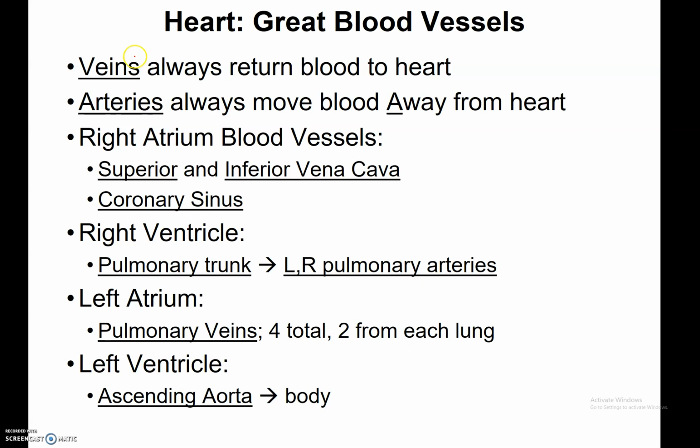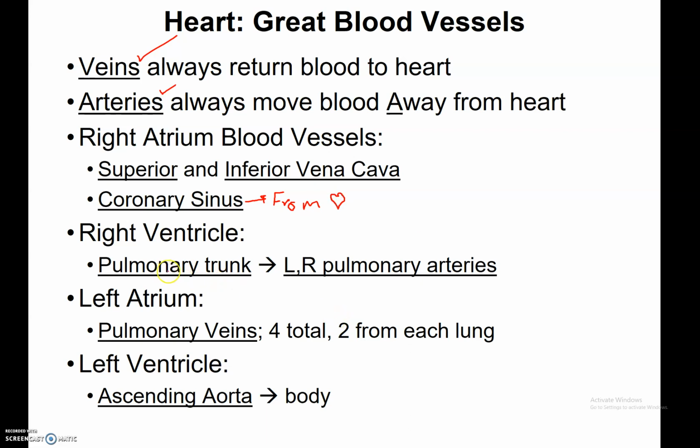Let's first just talk about veins. Veins are always returning blood to the heart. Arteries always move blood away from the heart. Artery A, blood away from the heart. The right atrium's blood vessels are going to be the superior and inferior vena cava. We saw that. And the coronary sinus. The coronary sinus is going to be receiving blood from the heart. Okay, that's really important. From heart.